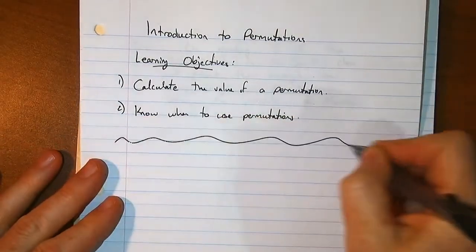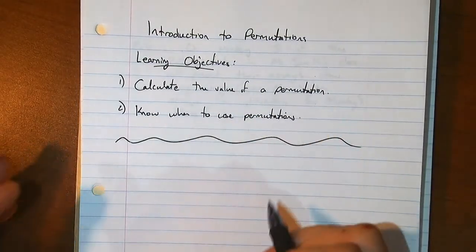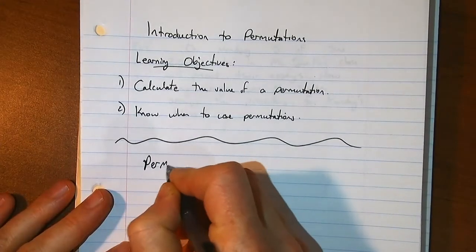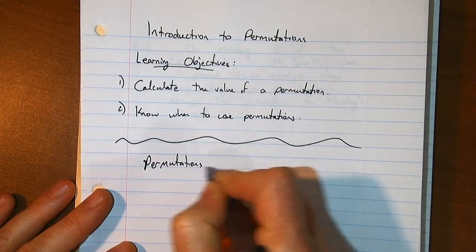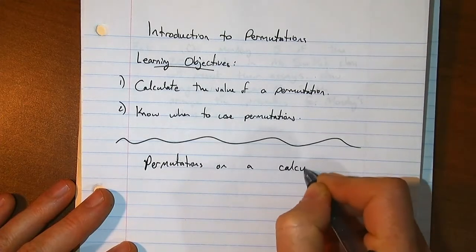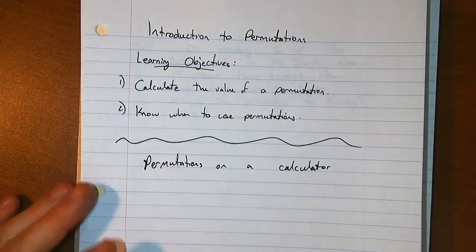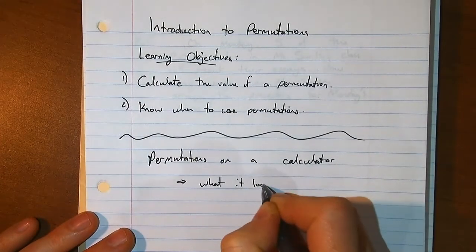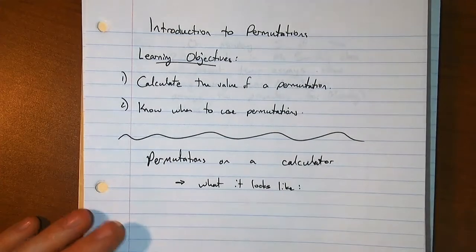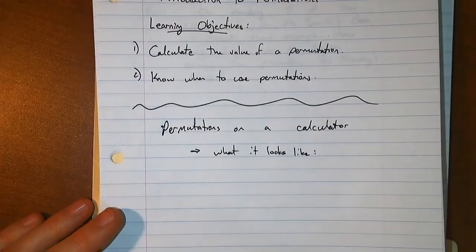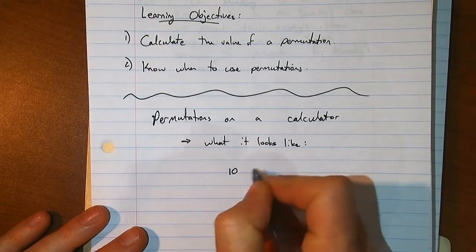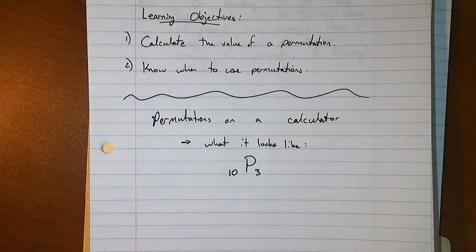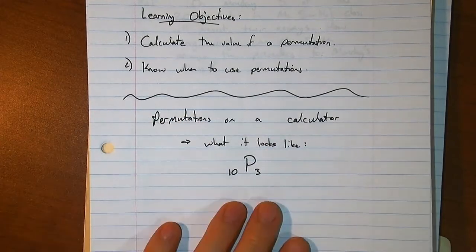Between these two, then we'll be able to use permutations to solve problems. Okay, so let's start with the first thing, knowing how to calculate it. And hand in hand with that is knowing what it looks like. Okay, so permutations on a calculator. First of all, what it looks like. Permutations are going to have two numbers with a p in between them. So maybe I'll have something like 10p3. I'm just making up some numbers there. 10p3.